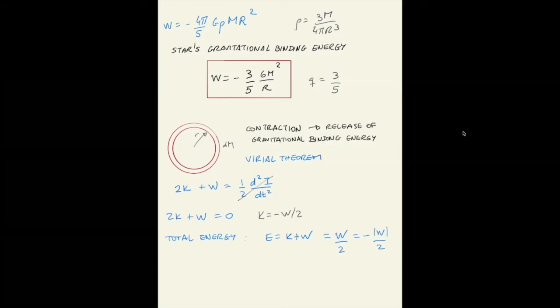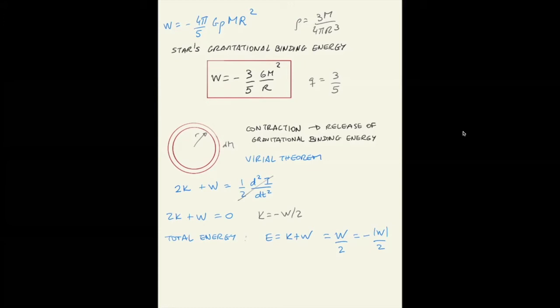So as a star steadily contracts, it becomes more gravitationally bound, making the magnitude of the gravitational potential energy W larger. And it follows from this that the kinetic energy also has to become larger, so that the star becomes hotter. But hotter by how much?